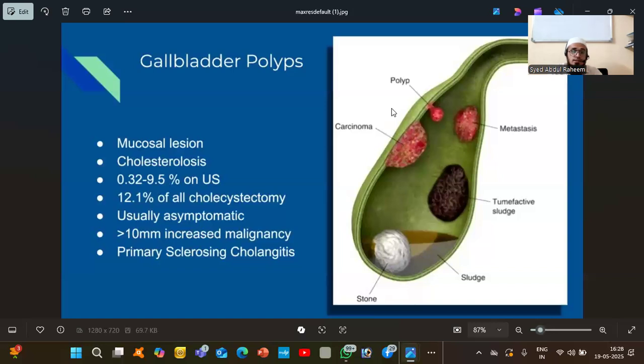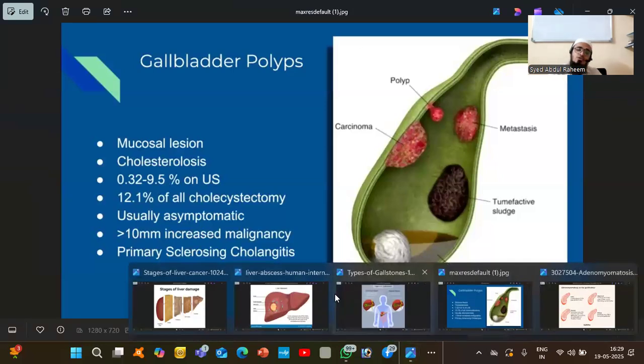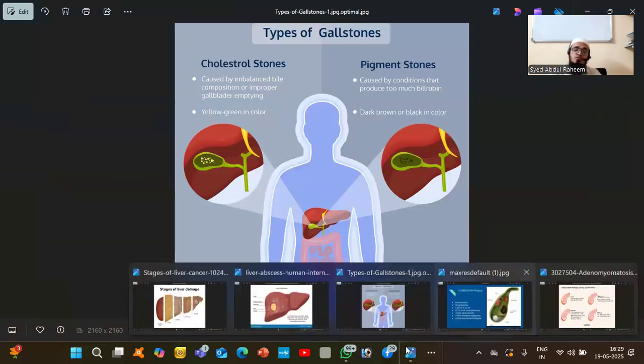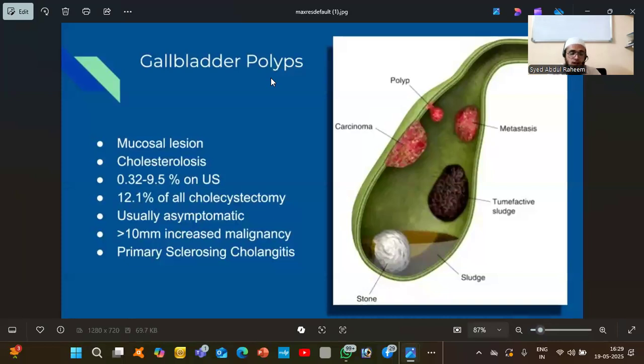So in the previous gallbladder stone, what is the investigation of choice? The investigation of choice, I already told you, is USG abdomen. Okay, because gallstones are made up of cholesterol, easily you can detect them with the help of ultrasonography. Next is gallbladder polyps also. Investigation of choice is ultrasound.